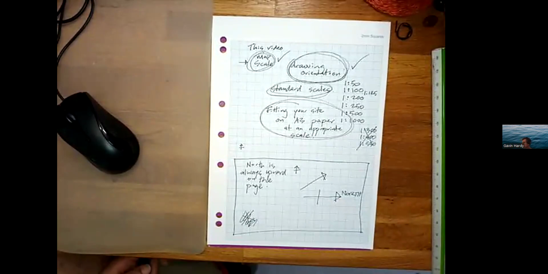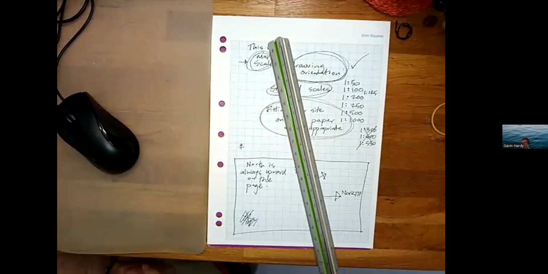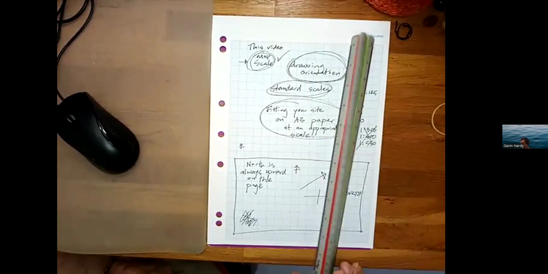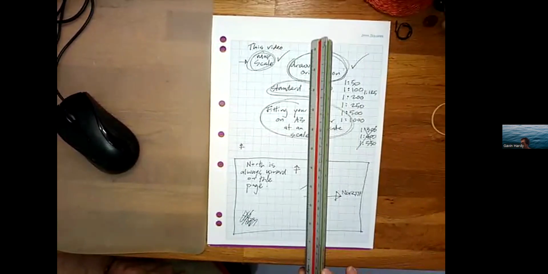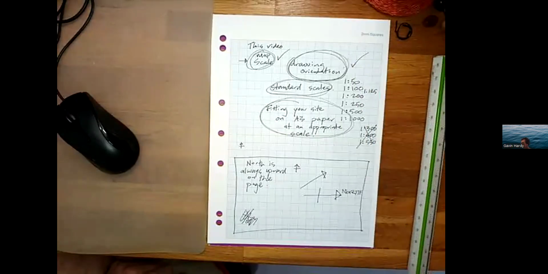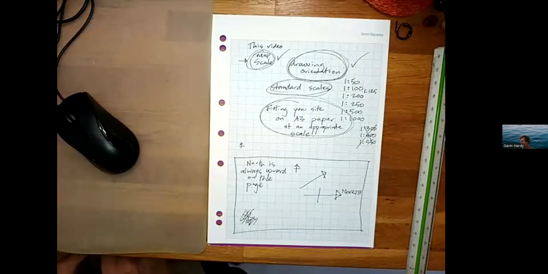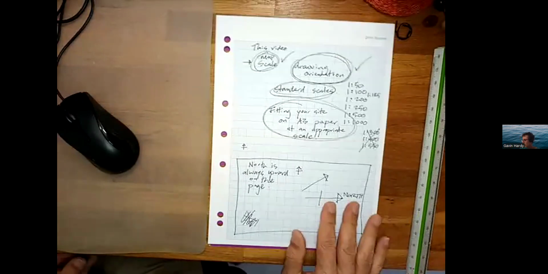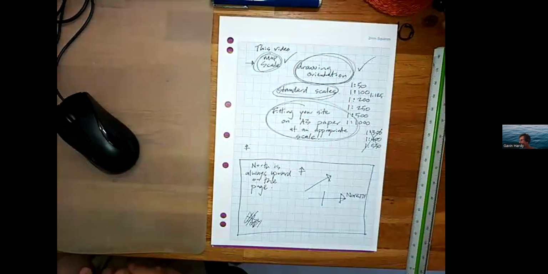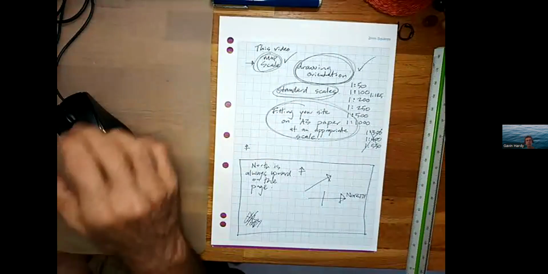scales. Okay. And here we have a scale ruler, and it's got various different scales on it, including 1:200, 1:100, 1:250, 1:500, that sort of thing. All right. So that's a little bit about standard scales. So let's get into the meat and potatoes of this video about fitting your site onto A3 paper at an appropriate scale. How do you work that out?